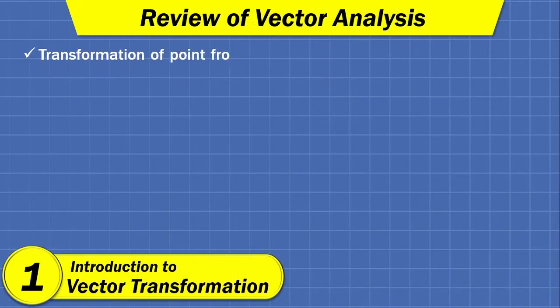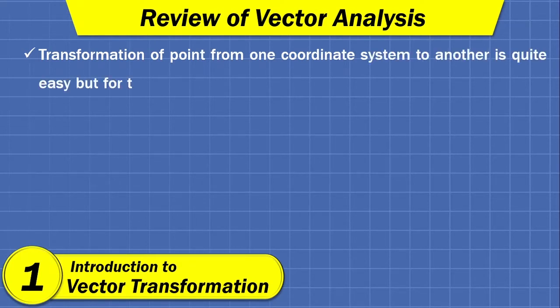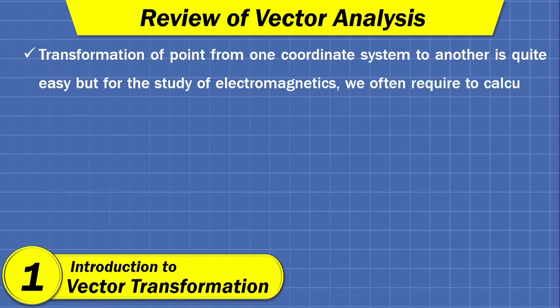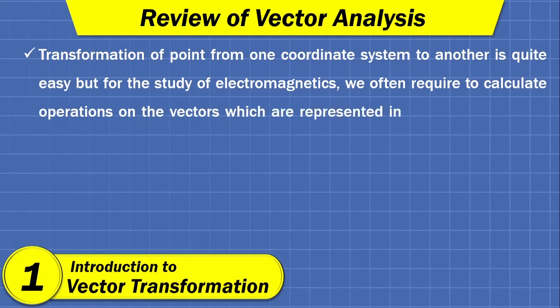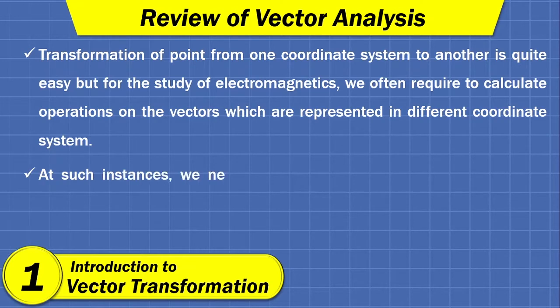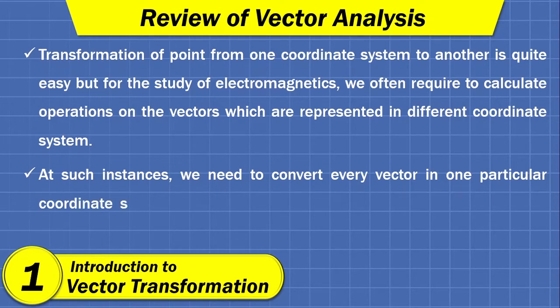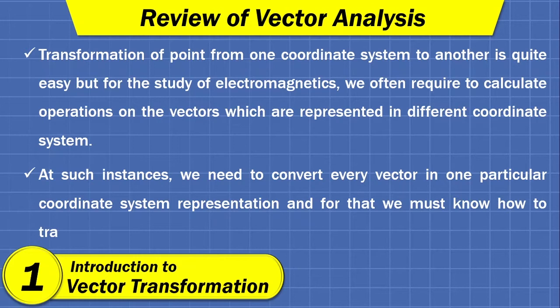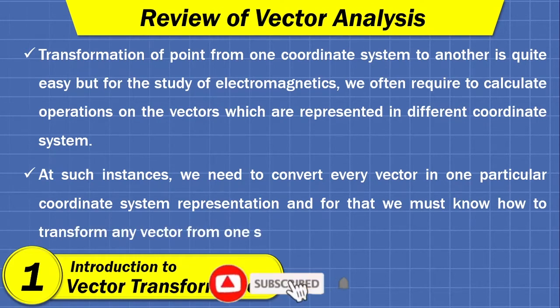The transformation of a point from one coordinate system to another is quite easy, but for the study of electromagnetics we often need to perform operations on vectors which may be represented in different coordinate systems. At such instances, we need to convert every vector to one particular coordinate system representation, and for that we must know how to transform any vector from one system to another.